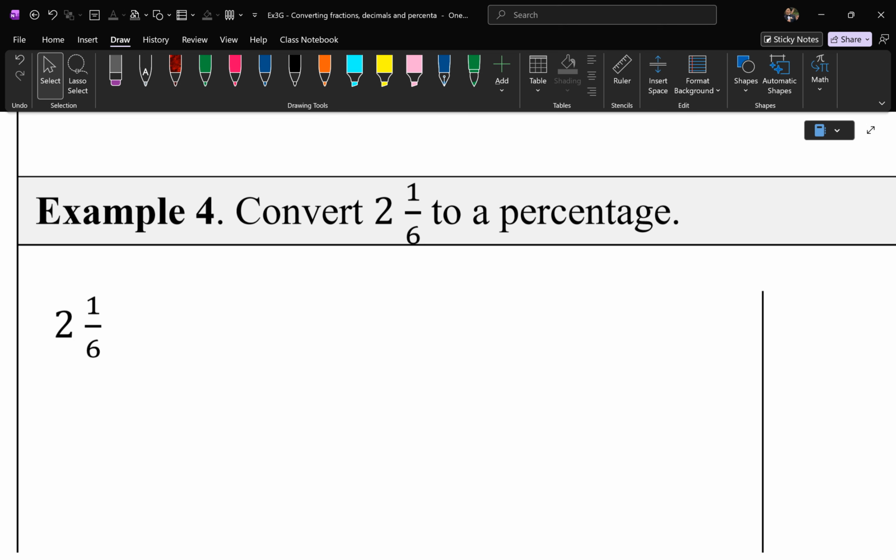Yes, very good. Because 2 would imply that's going to be 200%. You just need to work out what 1/6 is as a percent, and that would be the quicker way to do it. But if you wanted to do it the long way is to convert it into improper fraction. How do you convert this mixed fraction into improper again, Lennox? 2 times 6 plus 1. Good. 2 times 6 is 12. Plus 1 is? 13. So you can write 13 out of 6.